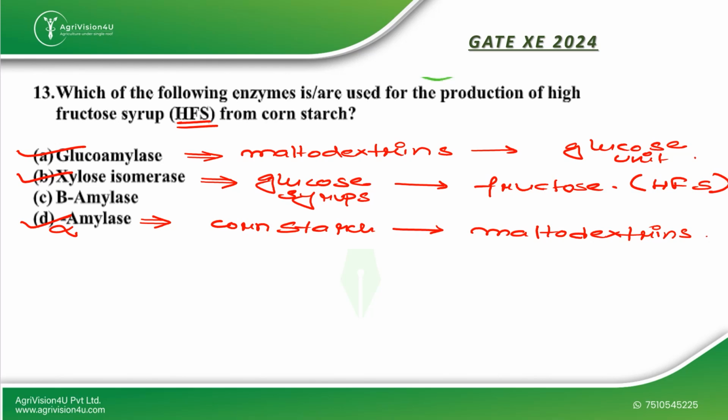So this question is from the portion that is enzymes. Whereas what is beta amylase? Beta amylase is basically used to break down the starch, but primarily it produces maltose, which is a disaccharide.